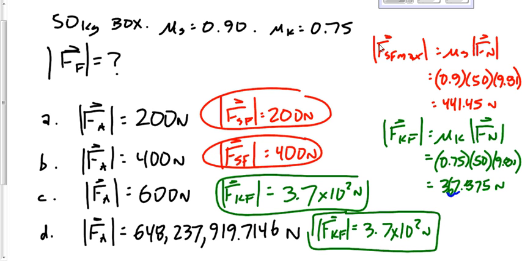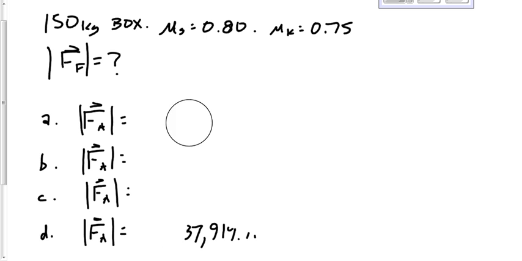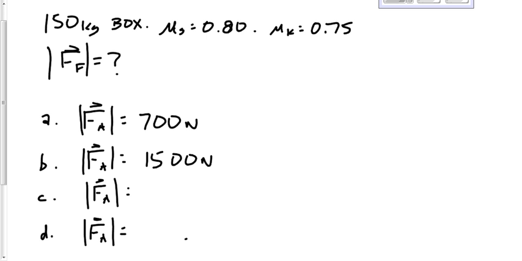Let's make it a 150 kilogram box. Let's make the coefficient of static friction 0.80 this time. Let's make the coefficient of kinetic friction, let's leave that as 0.75. This time, let's apply a force of 700 newtons. Let's apply a force of 1,500 newtons. Let's apply a force of 5,000 newtons.